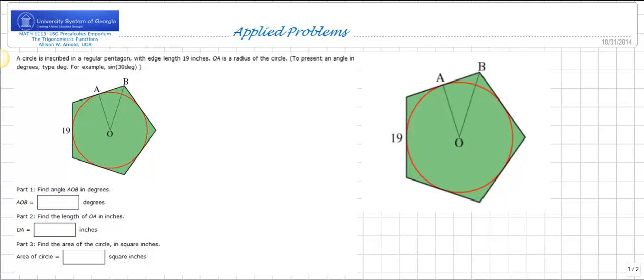Now, I would like to make a note that when you see the word regular for any polygon, it means all the sides are equal, which also means all of the little vertex angles are the same, and you get lots of nice symmetry when you're talking about a regular polygon. Okay, so keep that in mind.